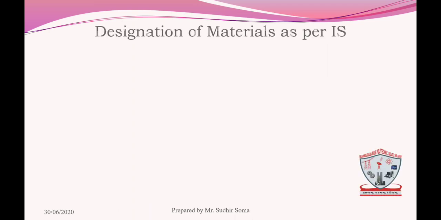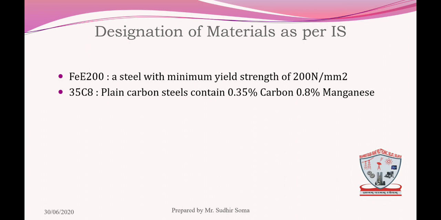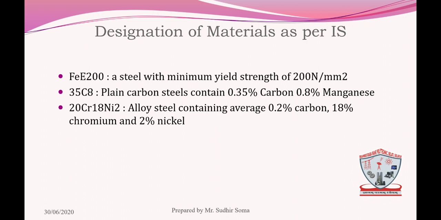So next slide. How will you designate the standards of materials? There are n number of materials present. So how will you designate them? According to IS standard specifications, different materials are designated by using alphabets followed by some numbers.